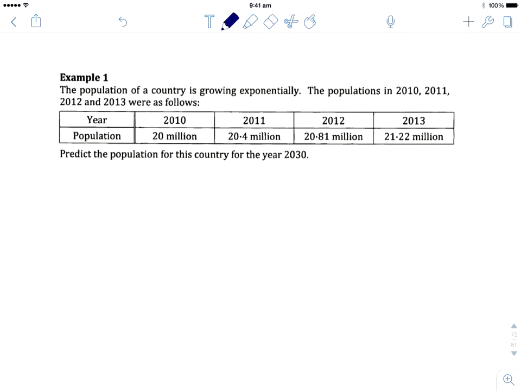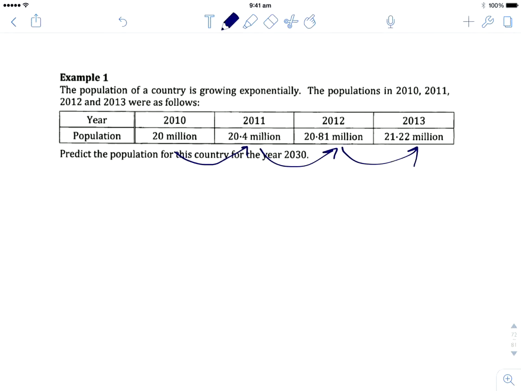This population is growing exponentially. Populations in each of those 4 years are given. Predict the population of this country for the year 2030. So I'm going to come up with a relationship here. First thing that I might want to know is by what percentage is the population growing from year to year. For this exponential model to work, we need that population growth to be regular each time. So it's increasing by the same amount each time.